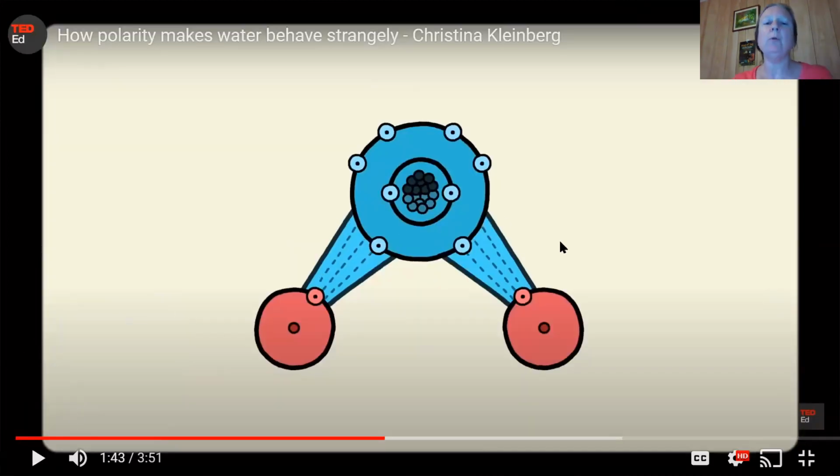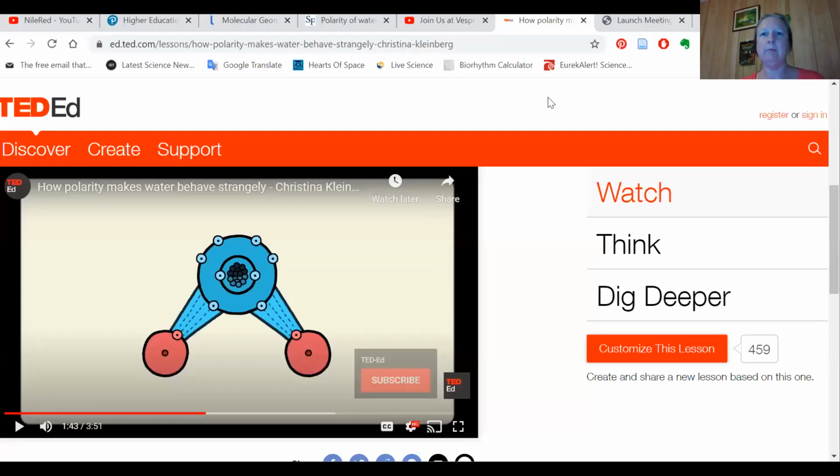Okay, so the rest of it is very interesting, and I encourage you to watch it, but that's just the polarity part. So that is what polarity is. It is the uneven distribution of electrons within a molecule.